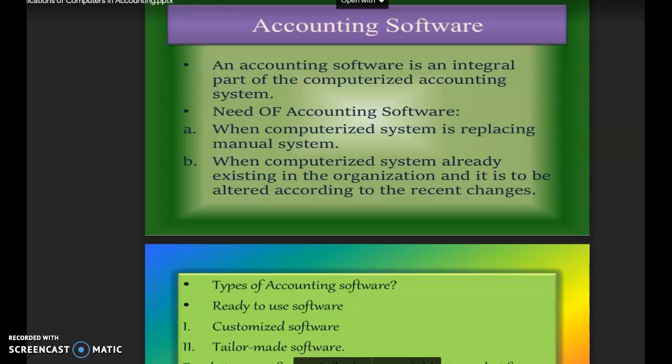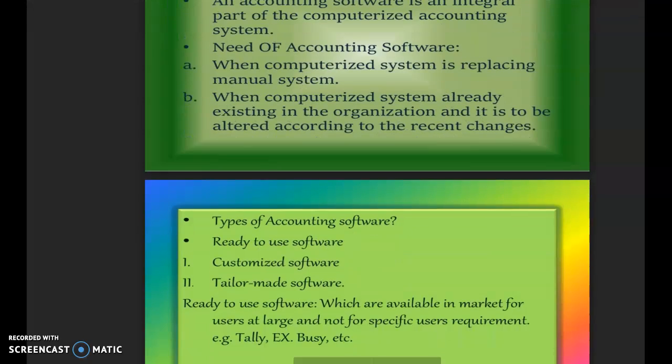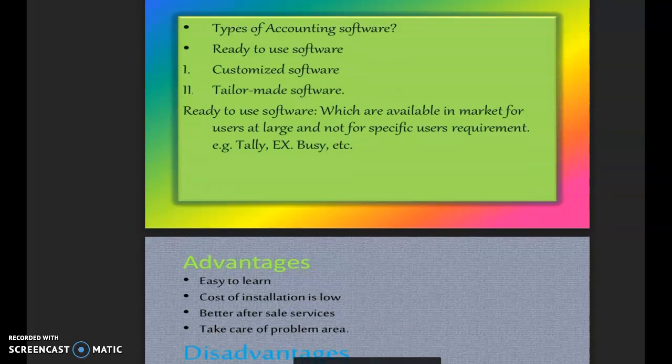various software. All the different types of software which are used in accounting can be classified into three broad categories. First, it is called the ready to use software, and ready to use software is further divided into customized software and tailor-made software. Now, ready to use software, as the name indicates itself, are those software which can be easily and directly applied in the system without any type of changes.